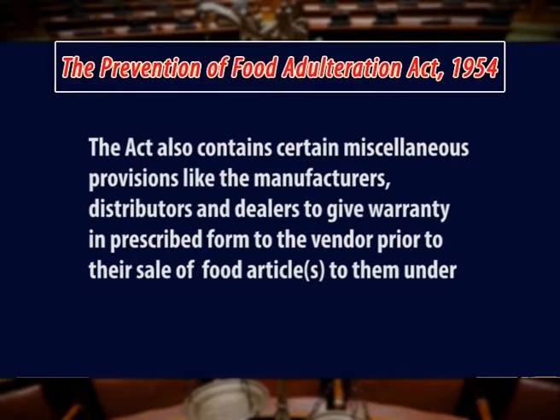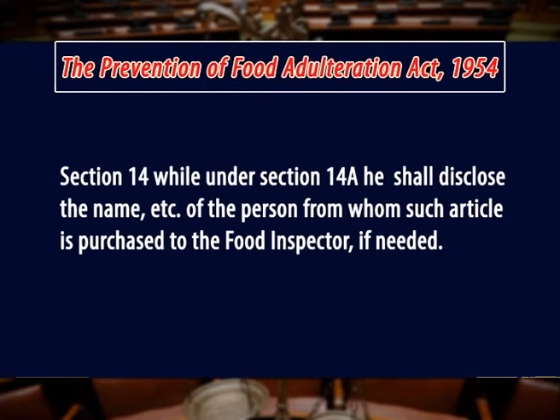Under this module, we will discuss the latter half of the Act. The Act also contains certain miscellaneous provisions, like manufacturers, distributors and dealers having to give a warranty in the prescribed form to the vendor prior to the sale of food articles to them under section 14, while under section 14A he shall disclose the name etc. of the person from whom such article is purchased to the food inspector if needed.